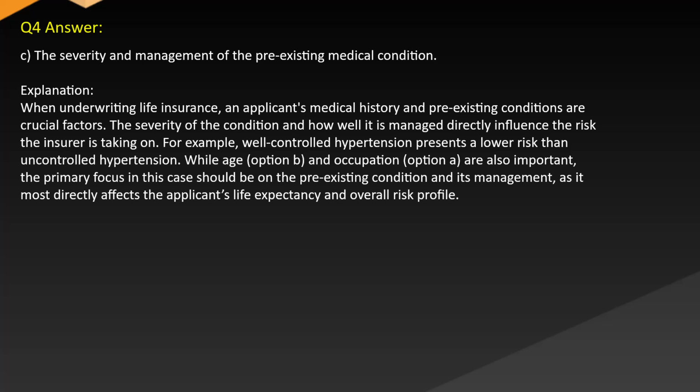Explanation. When underwriting life insurance, an applicant's medical history and pre-existing conditions are crucial factors. The severity of the condition and how well it is managed directly influence the risk the insurer is taking on. For example, well-controlled hypertension presents a lower risk than uncontrolled hypertension, while age, option B, and occupation, option A, are also important. The primary focus in this case should be on the pre-existing condition and its management, as it most directly affects the applicant's life expectancy and overall risk profile.